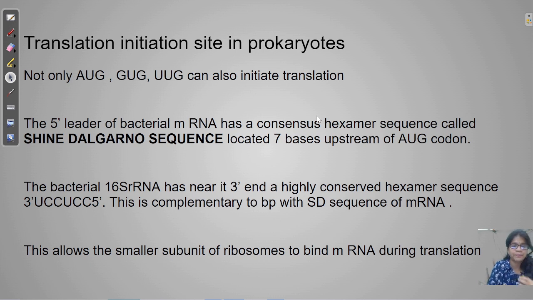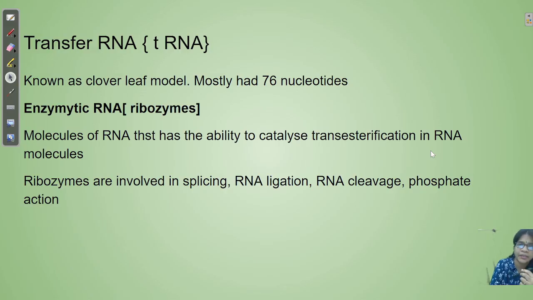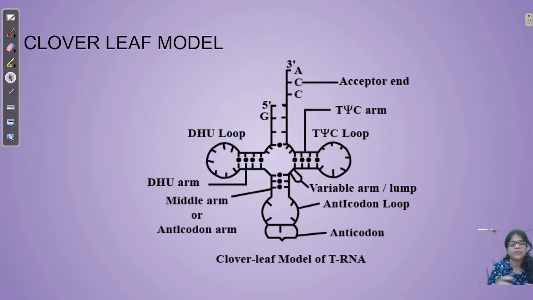Now let's go for the tRNA. What is tRNA? tRNA is transfer RNA, and the most accepted model is the clover leaf model. It has 76 nucleotides. I want to explain this as simply as possible. About 80% of the tRNA is double helical because it is almost paired, so it has only a few loops: 1, 2, 3, and 4 loops.